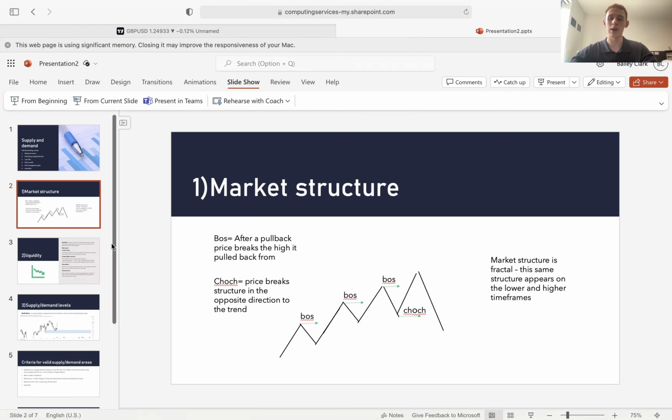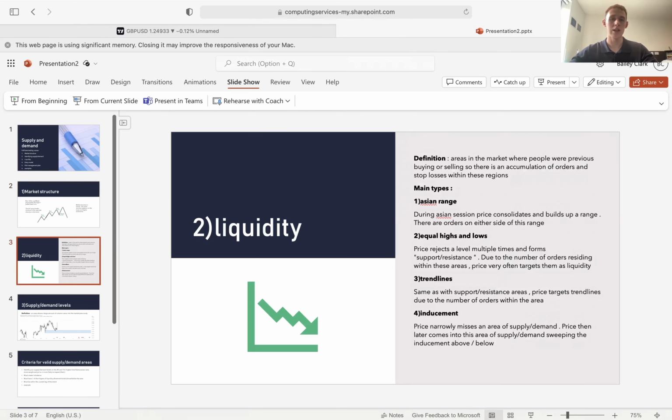So if we go over to step 2 now, which is the areas of liquidity and the main types of liquidity that I use. For anyone unfamiliar with the concept of liquidity, I've given a basic definition of it. In the most simplistic terms, an area of liquidity is an area in the market where people were previously buying or selling, which means that there is an accumulation of orders and stop losses within these regions.